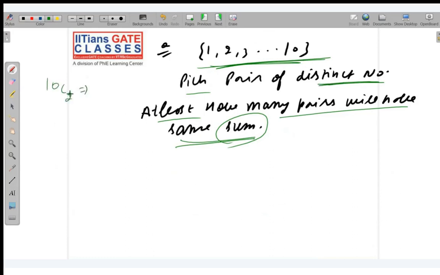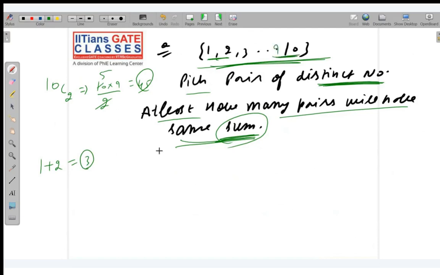Distinct means no repetition, combination with no repetition, 10 C 2. That is nothing but 10 into 9 divided by 2, so 45 pairs exist. Now, at least how many pairs will have the same sum? How will you make the sum? Because we want distinct numbers, the minimum possible sum will be when you pick 1 and 2, so the minimum possible sum is 3. And what is the maximum possible sum?